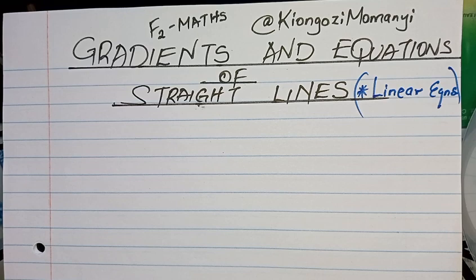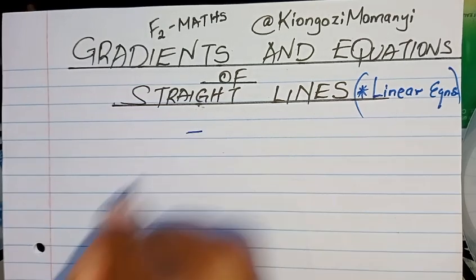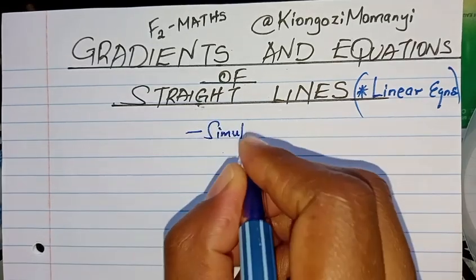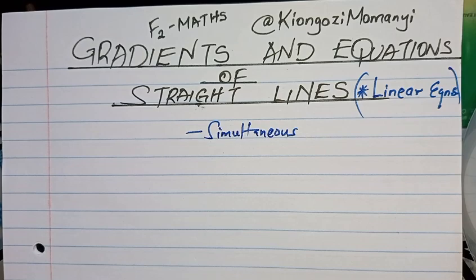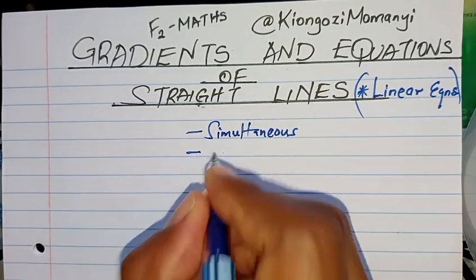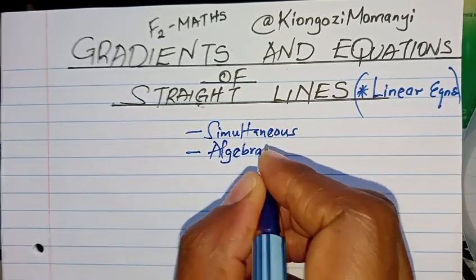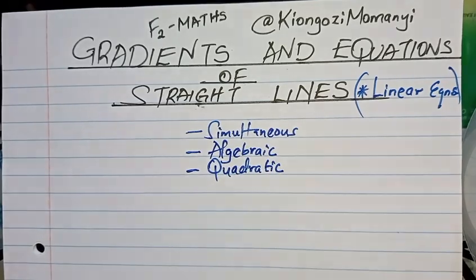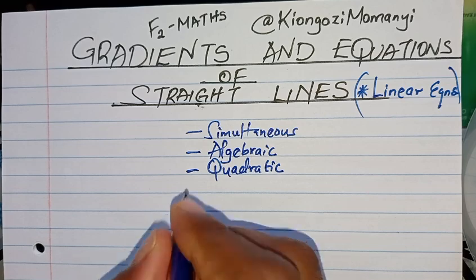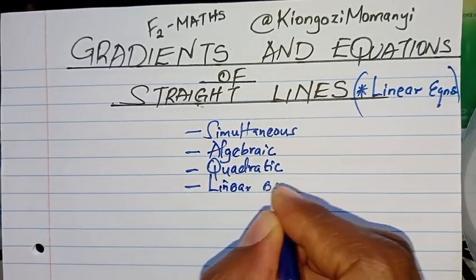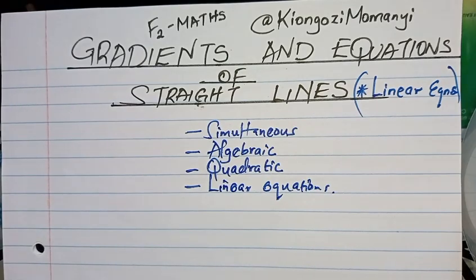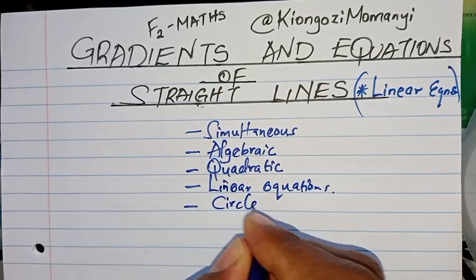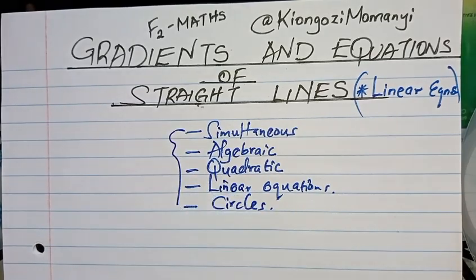And to go straight into it, remember, in mathematics, we have several types of equations. I can just state a few. In Form 1, you talked about simultaneous equations. These are equations of two unknowns. We have algebraic equations. We have what we call quadratic equations. And of course, linear equations. In Form 3, we shall have equations of circles. And this is just a list of a few of the equations that we have in mathematics.